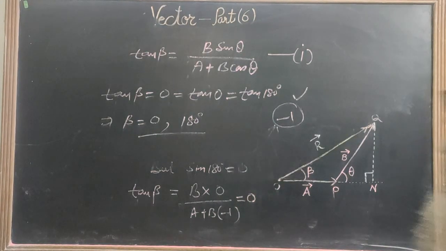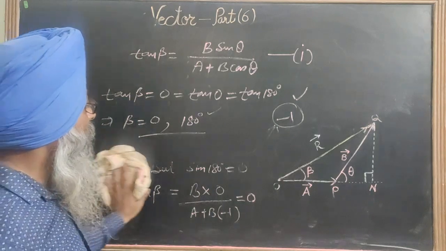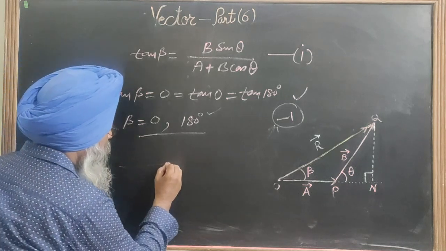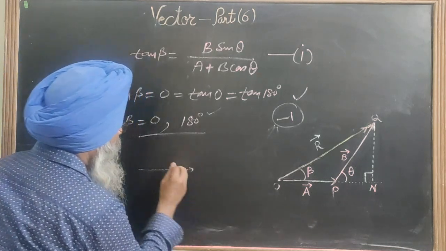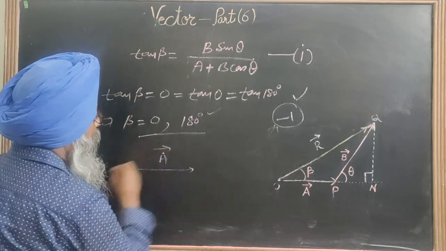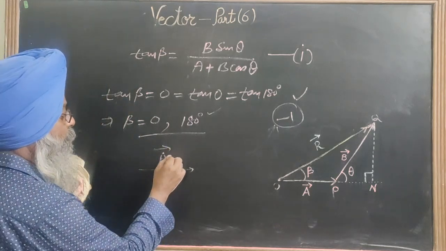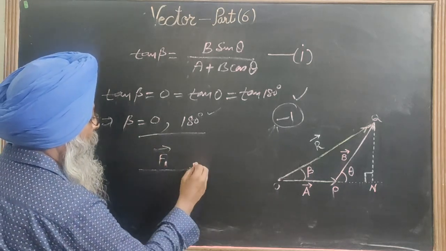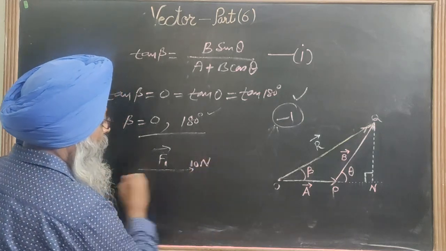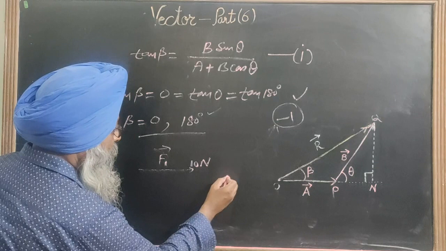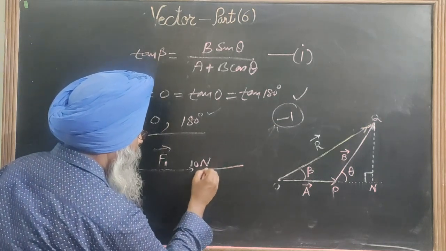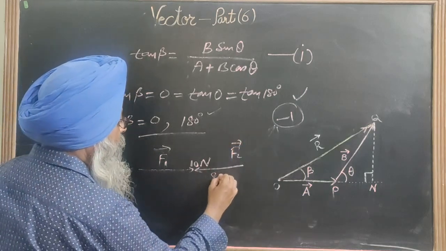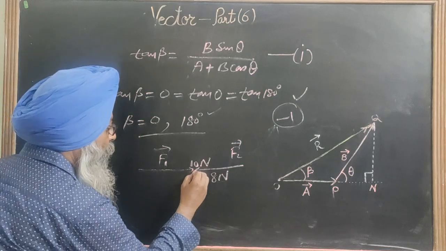Now what is the meaning of 180 degree or the meaning of 0 degree? Suppose I apply a force. Suppose A vector is a force vector. Suppose this one is F1 and its value is 10 Newton along this side, and in the opposite direction I apply again a force F2. It is 8 Newton to that point.